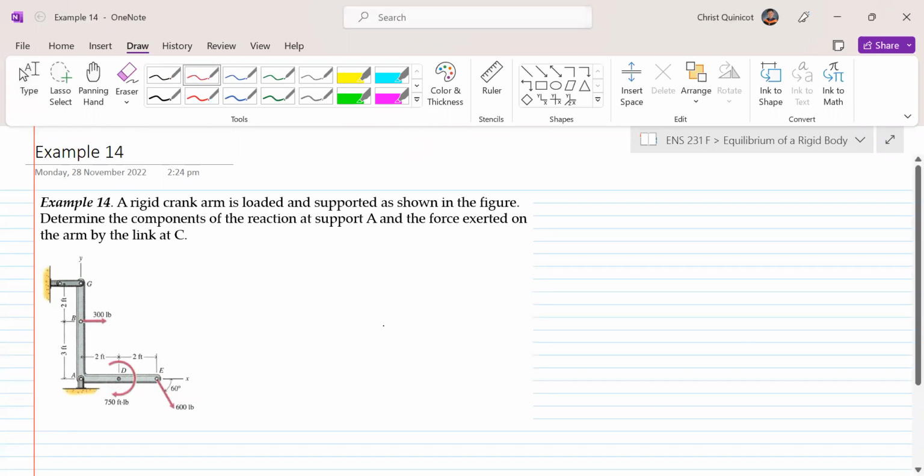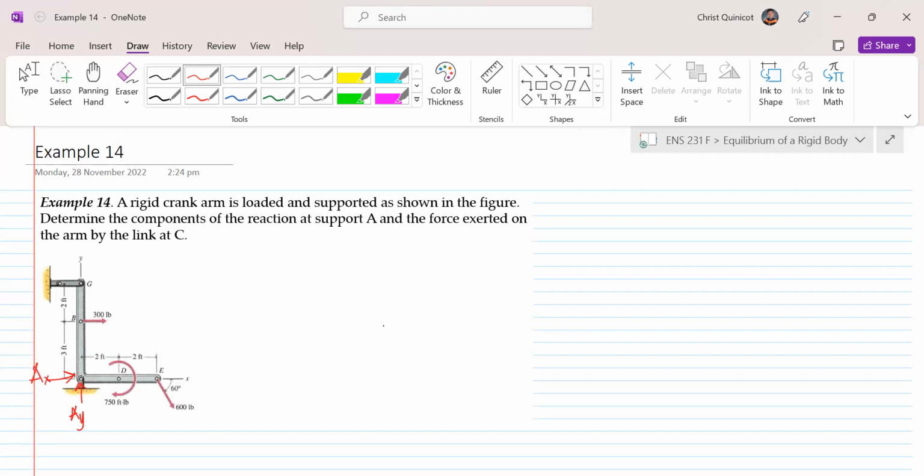If you can observe, since A is pin connected, let us assume that the y component is going up, and the x component is also going to the right.